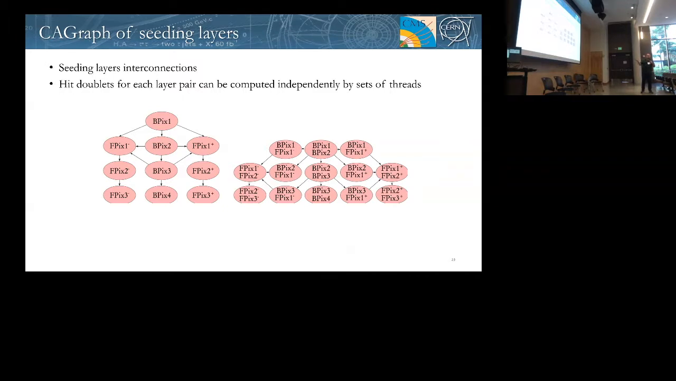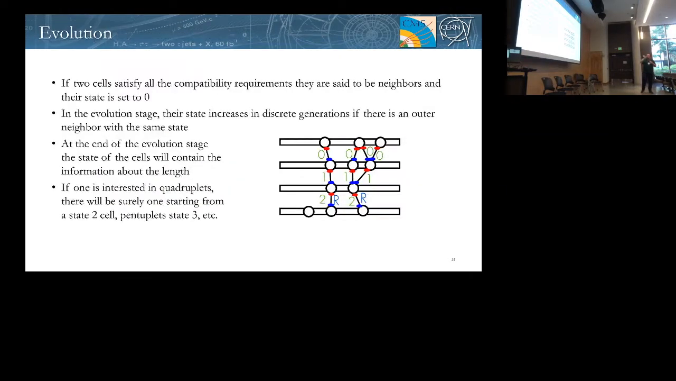So you can run this in parallel. It's a very massively parallel problem. And you use the cellular automata paradigm because you don't want to keep, in the end, all the possible seeds, doublets, triplets that you have produced, but you want to keep all the quadruplets. So you consider, for example, this quadruplet. You start from the innermost.